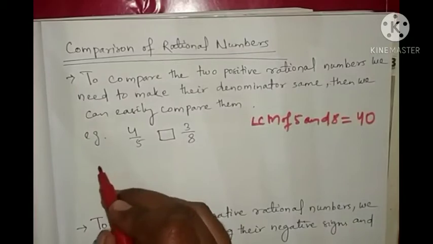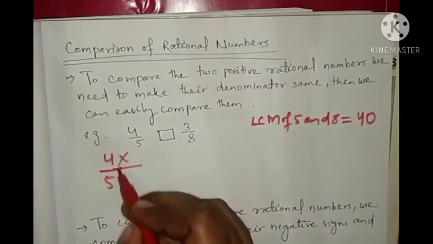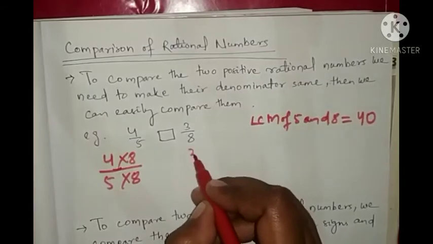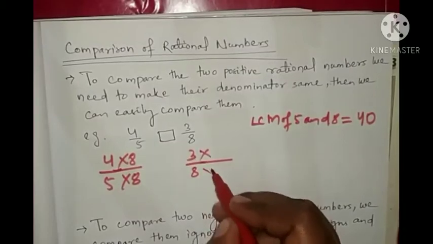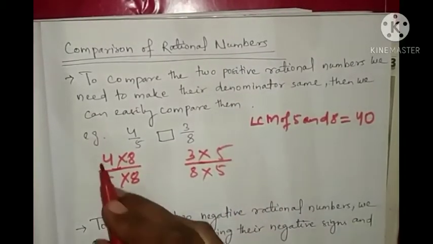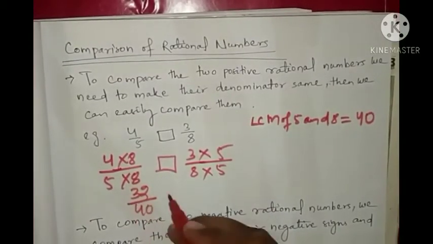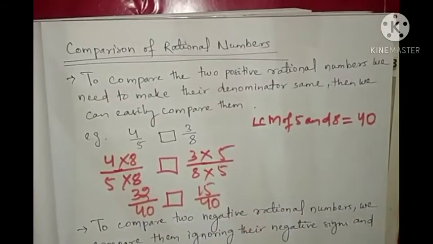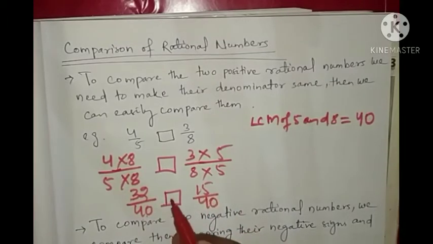Okay, so convert it. 4/5 is how much? To convert the denominator 5 into 40, we multiply by 8, and here also multiply by 8. And 3/8: 8 into 5 is 40, so here multiply by 5. So 8 fours are 32 by 40, and here 5 threes are 15 by 40. So look at it. Which one is bigger? Here you can see that 32/40 is bigger than 15/40.